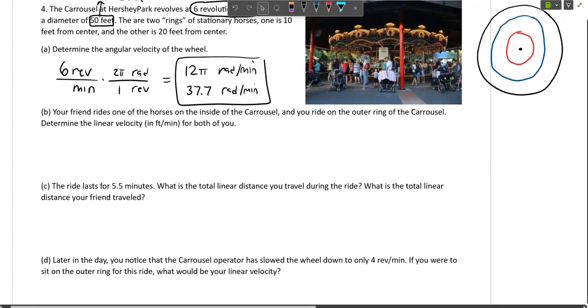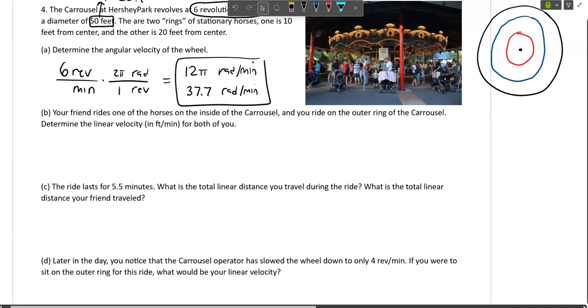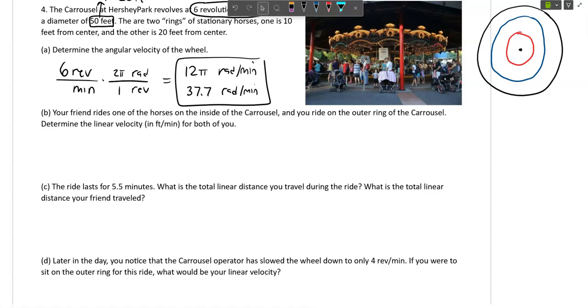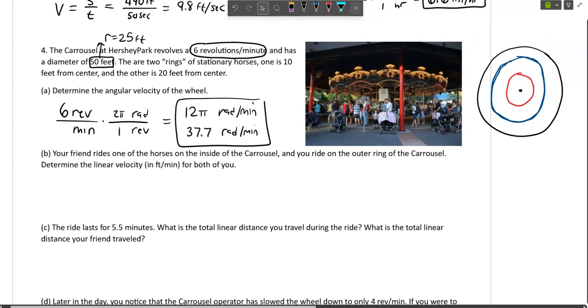It says, your friend rides one of the horses inside of the carousel, and you ride on the outer ring of the carousel. Determine the linear velocity for both of you. Okay, so let's start with the outer ring, which, as pointed out in the very beginning of the question, is 20 feet from the center.